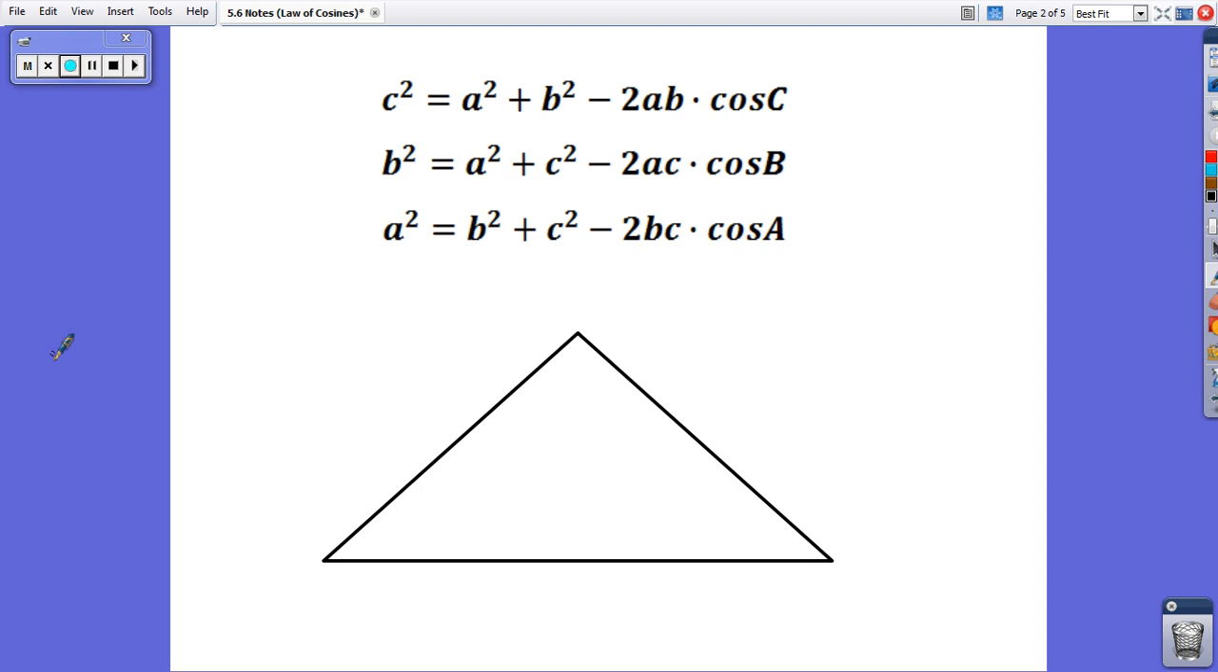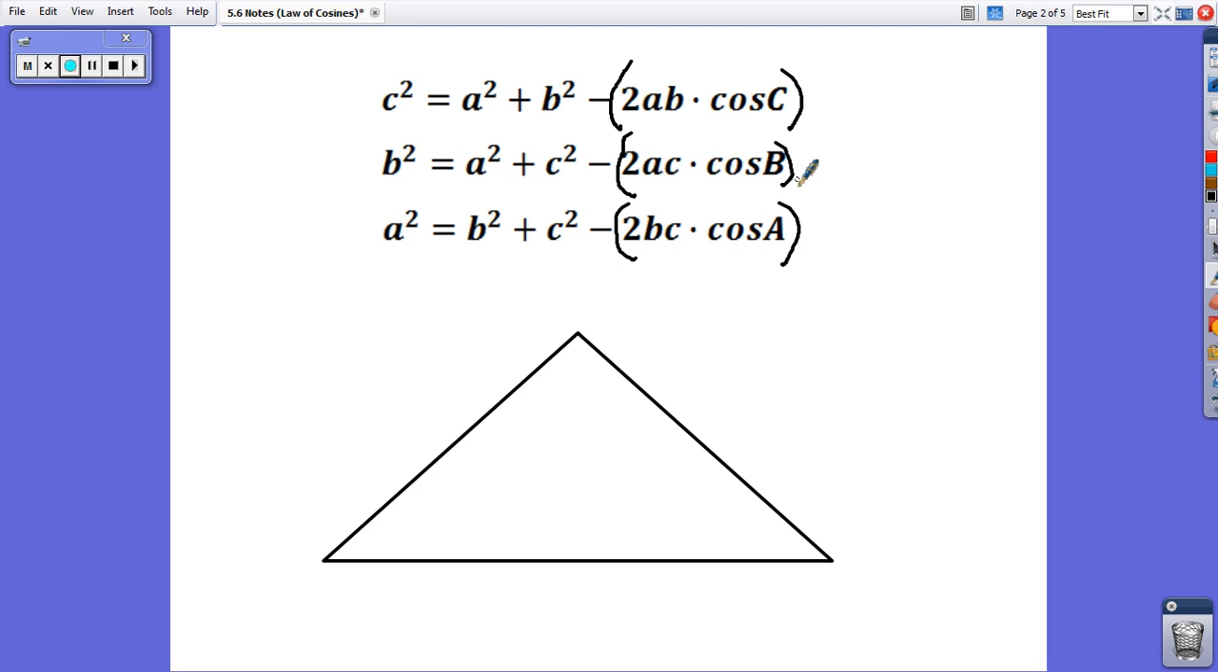What I do need you to remember, though, is that there are really parentheses here. They don't need to be written because order of operations says you would do these things first anyway, that you would multiply first. But many people make the mistake of subtracting the 2ac or something like that before they multiply by cosine of B. So I always write it with the parentheses so that you never ever forget order of operations and to do all of those things first.